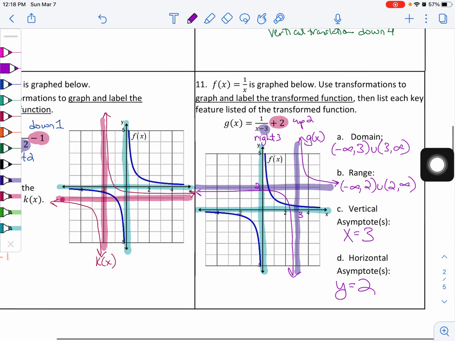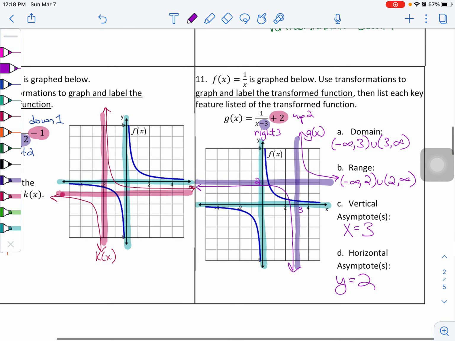This little union symbol, it's a little U shape. It's not actually a letter U, but it's a U shape. It just means that we're joining these two pieces together. All right, so I believe that takes care of, yep, that's the end of page 2.